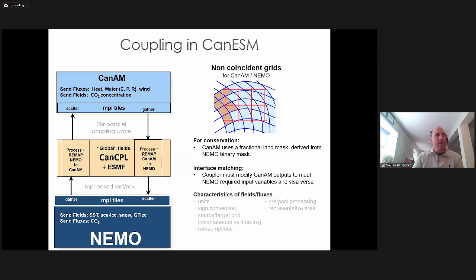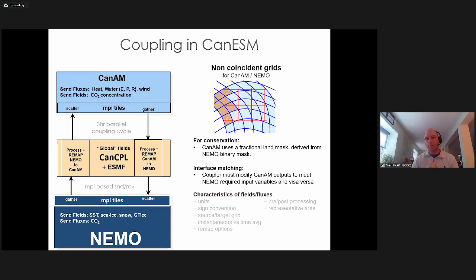Most of the fluxes in the model are computed within CanAM, so fluxes of heat, evaporation, precipitation, and runoff, as well as the momentum fluxes, are all computed in CanAM. The only flux that's really computed in the ocean and land is the CO2 flux. When things are computed, they're gathered in the coupling interface of the component model, and then they are passed to the coupler.